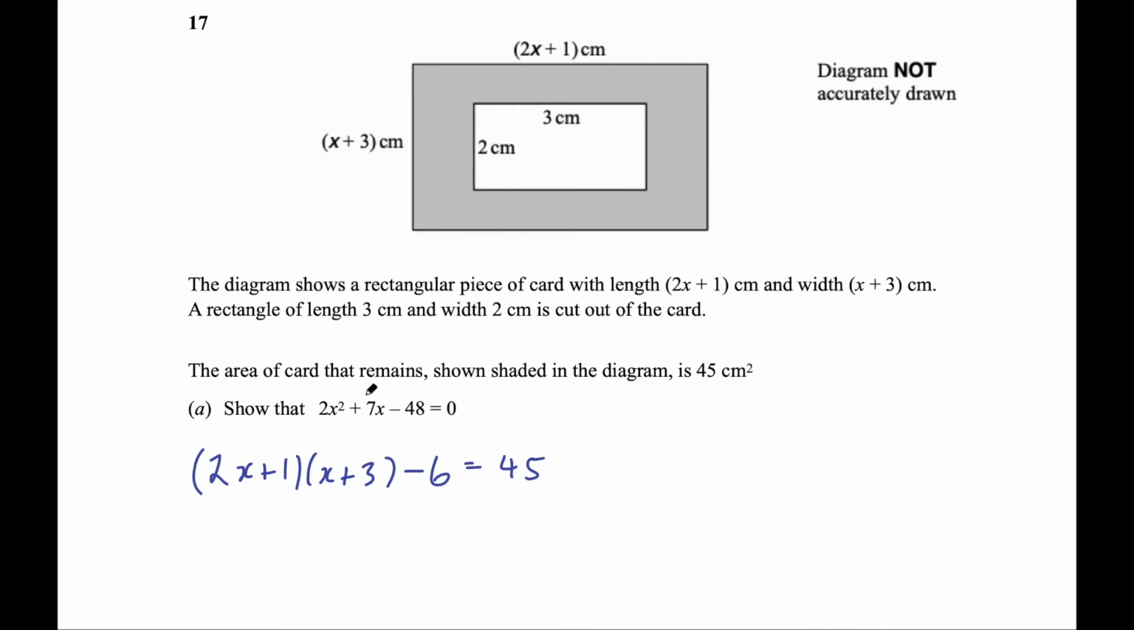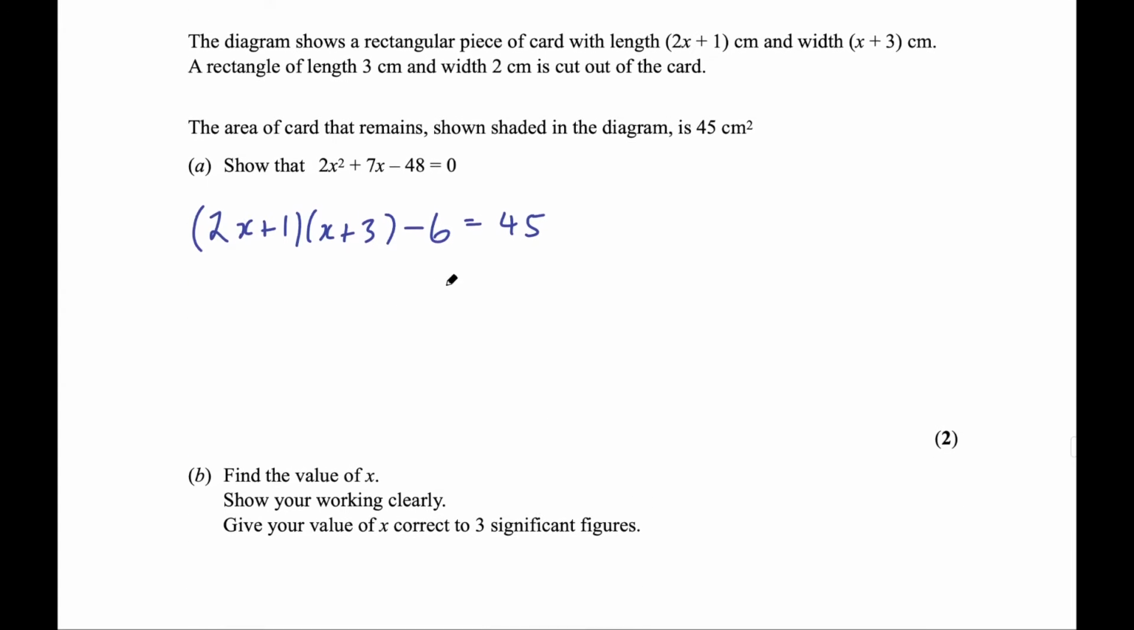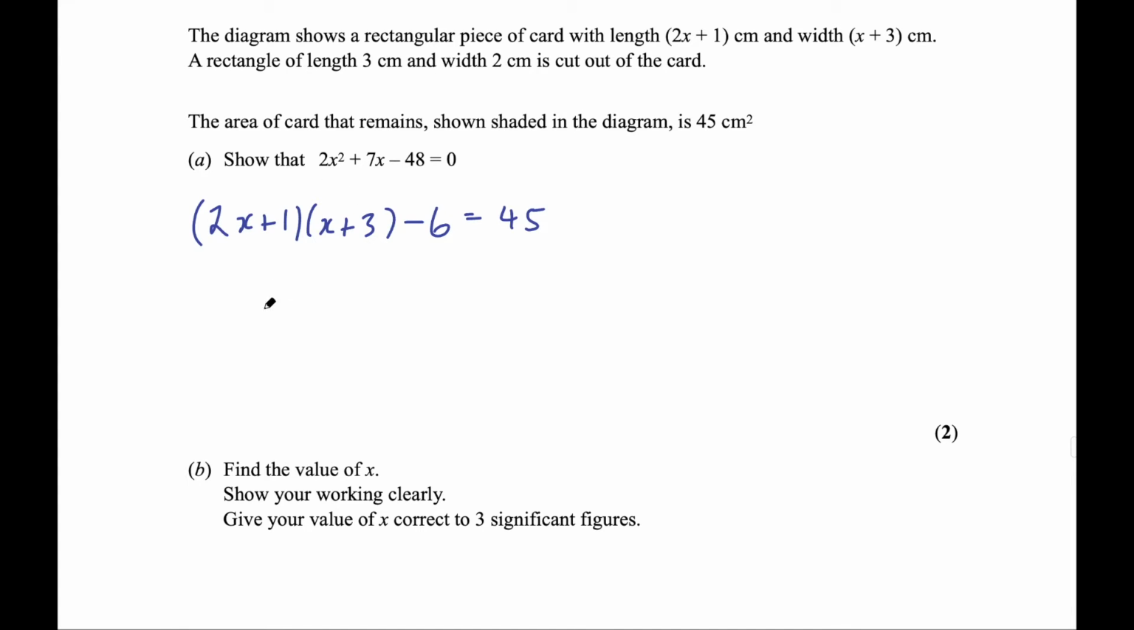Let's try to simplify this down to the quadratic that they were asking us to show. So firstly, expand out these brackets using FOIL. So first, 2x times x is 2x squared, outers, plus 3 times 2x is 6x, inners, 1 times x is just x, and then 1 times 3 is positive 3. Take 6 equals 45, and then keep simplifying. So in other words, combine like terms. 2x squared stays as is. 6x plus x is plus 7x. Then we have this 3 take 6, that's negative 3. And we also need to subtract that 45 from the left-hand side as well.